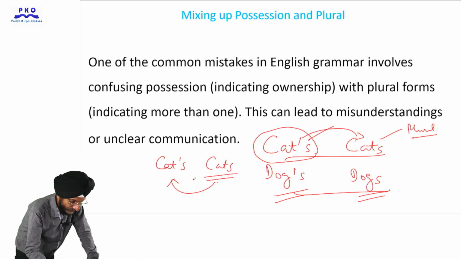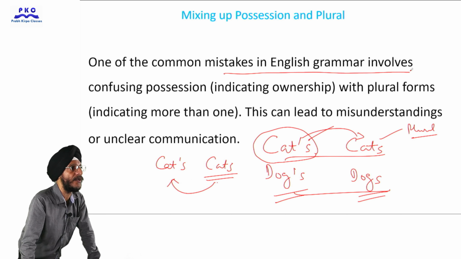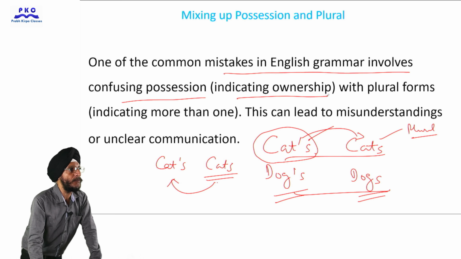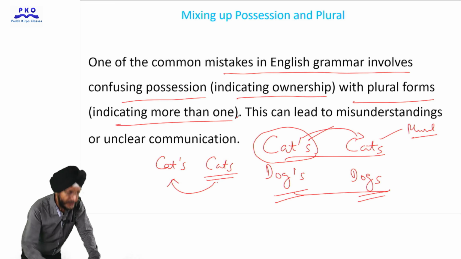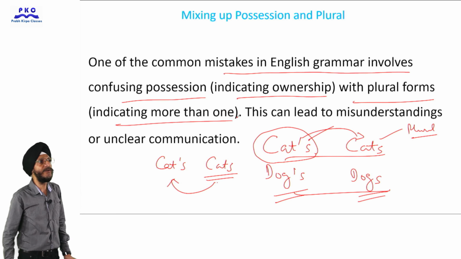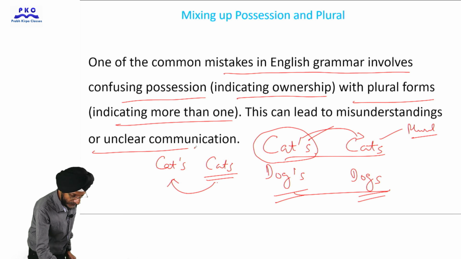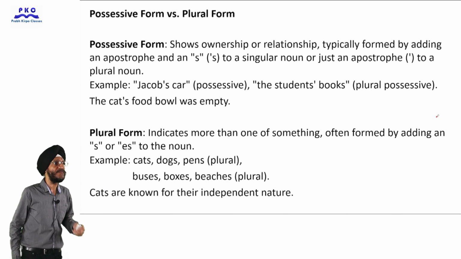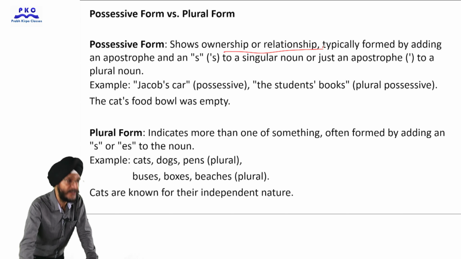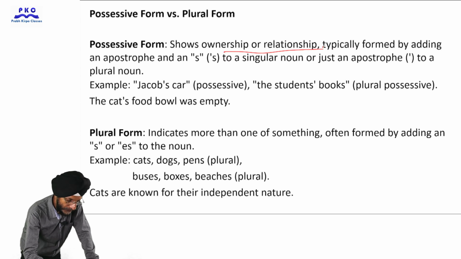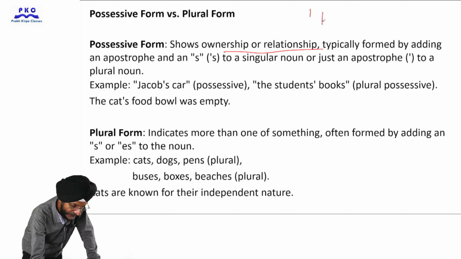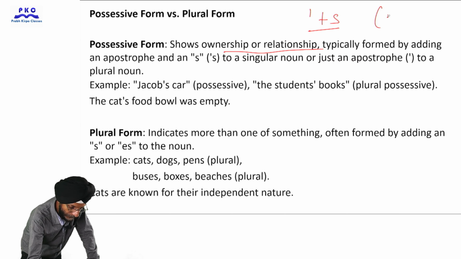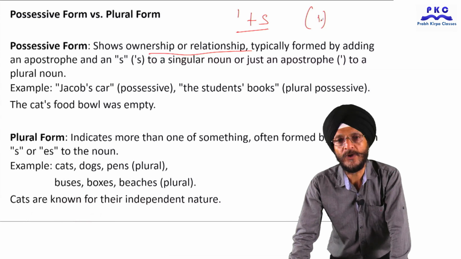So let us read. One of the most common mistakes in English grammar involves confusing possession, indicating ownership, with plural forms, indicating more than one. This can lead to misunderstandings or unclear communication. Possessive form versus plural form. Possessive form shows ownership or relationship, which is typically formed by adding an apostrophe and s to a singular noun, or just an apostrophe to a plural noun.